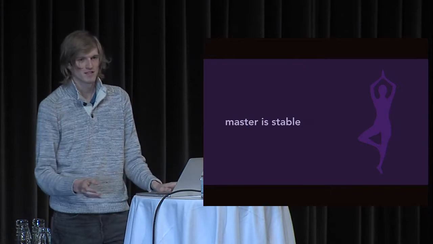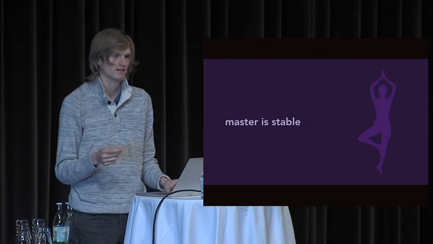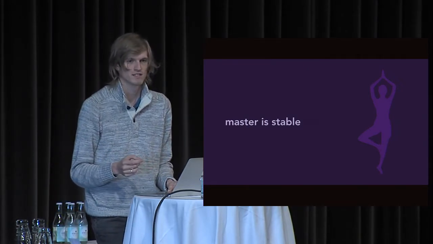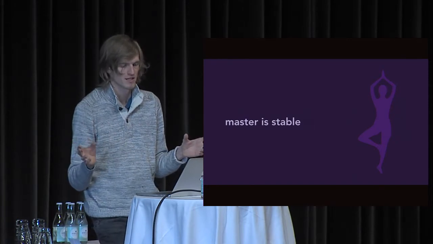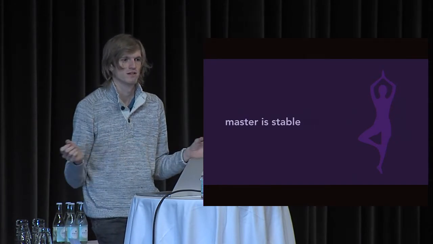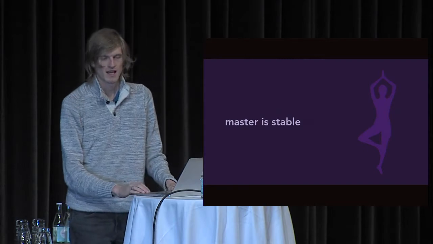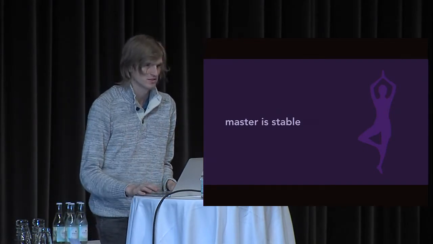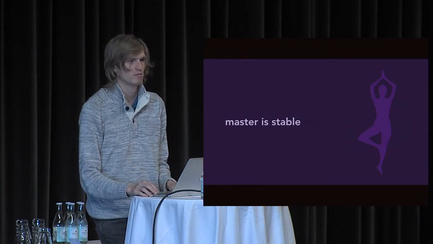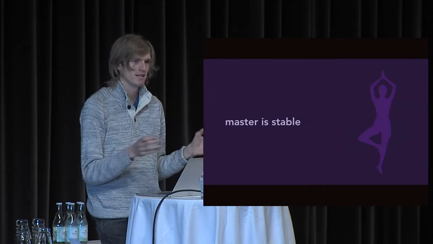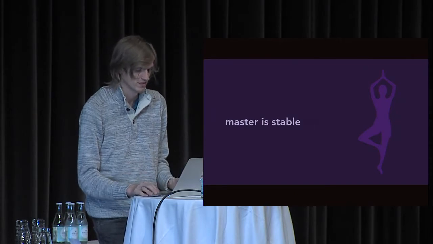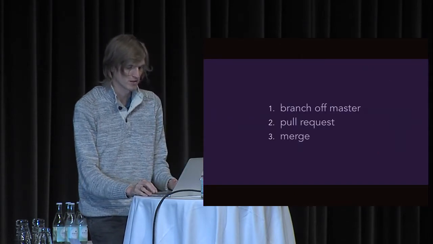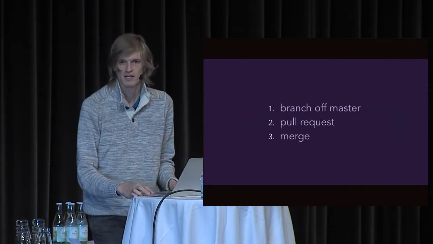So because of that, what we do is we merge features in very quickly. Even if it's a 6 months feature, we break it up into smaller tasks, and they go into master regularly, which means that as a release goes out, there are partial features in there. And I will show a little bit later how we deal with this problem of code being in a release that's completely irrelevant for the release. So basically, we branch off master, we make a pull request, and we merge.